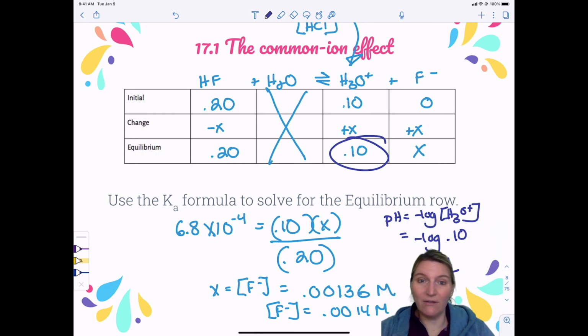The pH really wasn't affected by the amount that the HF actually dissociated because the HF, being a weak acid anyways, dissociates very little. And in comparison with how much H3O+ there already was, it really made no difference, especially when looking at that pH.